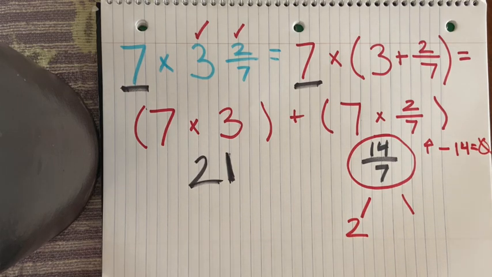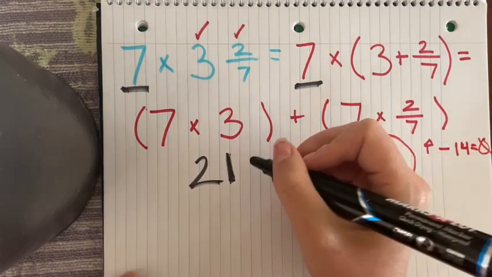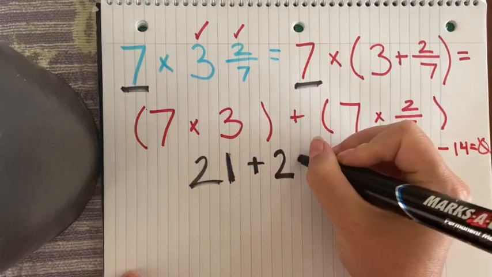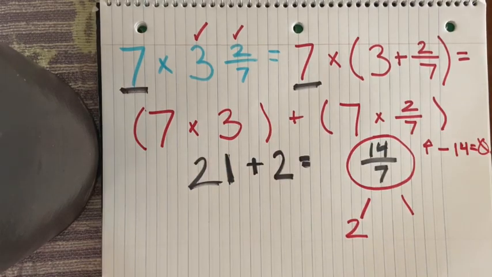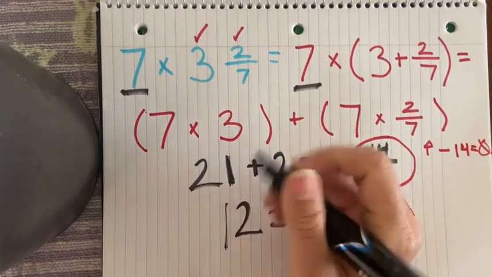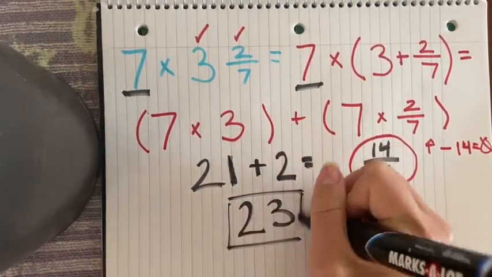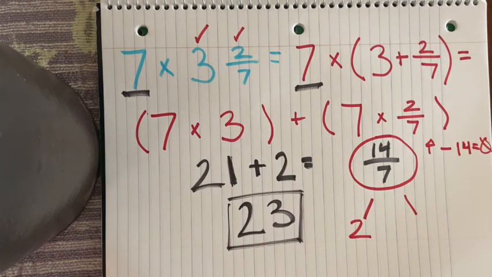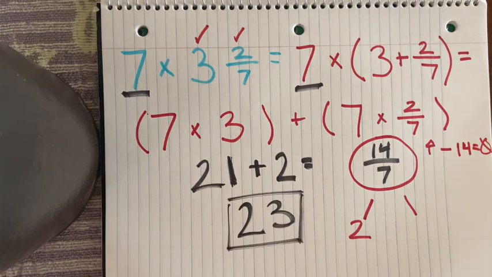Once we have that whole number of 2, we're able to add that back on to our product of 7 times 3, which was 21. So we know that the answer, or the sum, is going to be 23, and that will be the product of 7 times 3 and 2/7. 7 times 3 and 2/7 gives us 23 wholes.